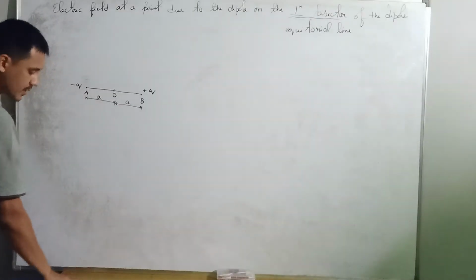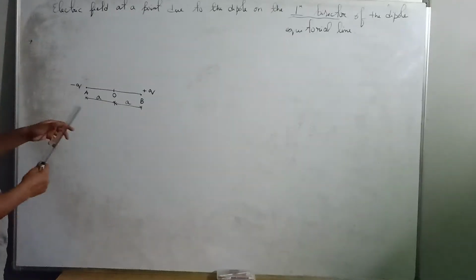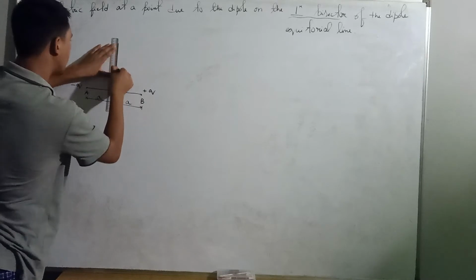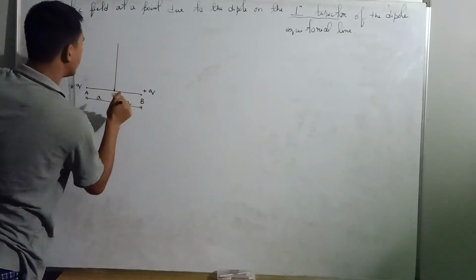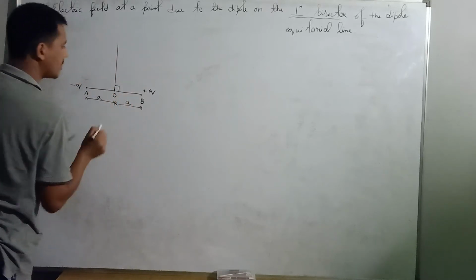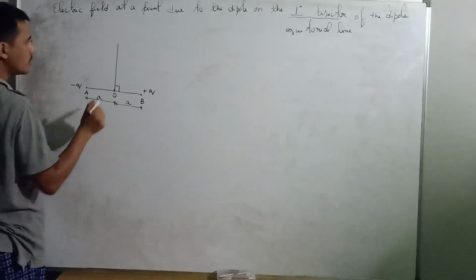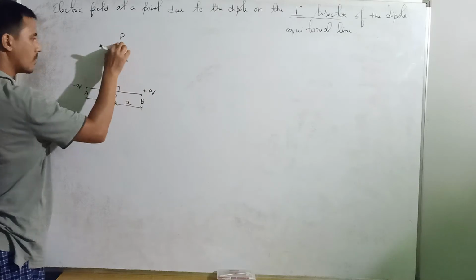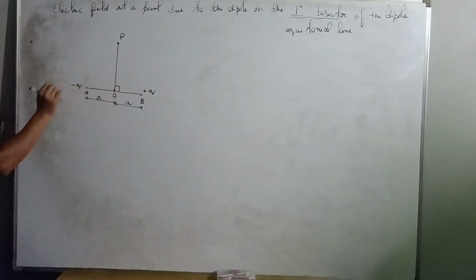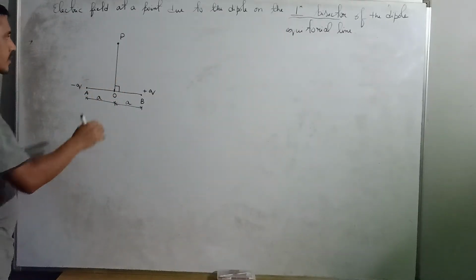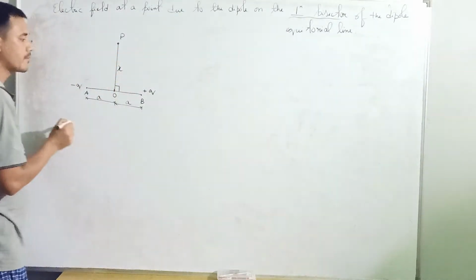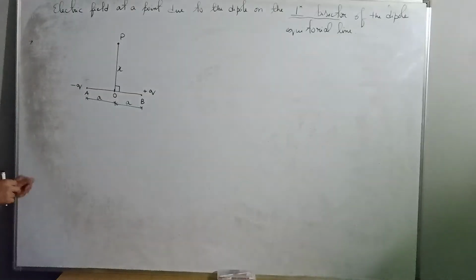Now what I'm going to do is draw a perpendicular bisector on the dipole. So I want to find out the electric field at any point P, say, on this perpendicular bisector. So let this P be at a distance x from the center of the dipole.